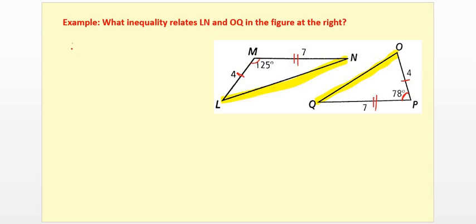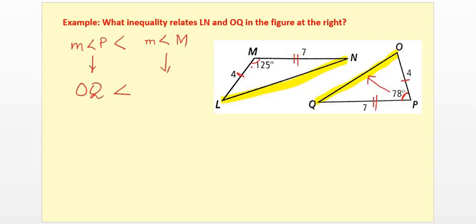We can clearly see that the measurement of angle P is less than the measurement of angle M. So what can we say about the opposite side? What is the side opposite to angle P? It's OQ. So OQ is less in measurement.